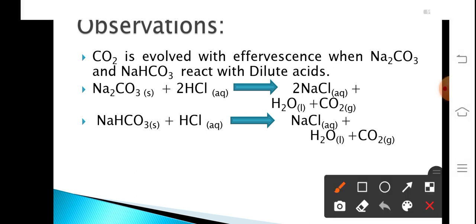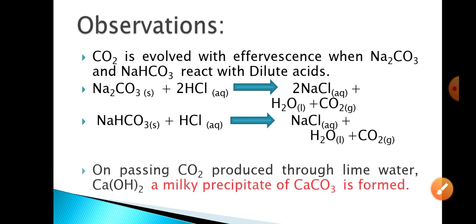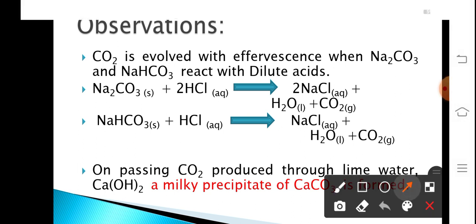In both cases, we will test the presence of the gas as we have seen in the activity. That is, the carbon dioxide which is evolved is passed through the lime water to check for a milky appearance. So on passing the CO2 produced through lime water, a milky precipitate of calcium carbonate is formed. So this is the characteristic feature of carbon dioxide.